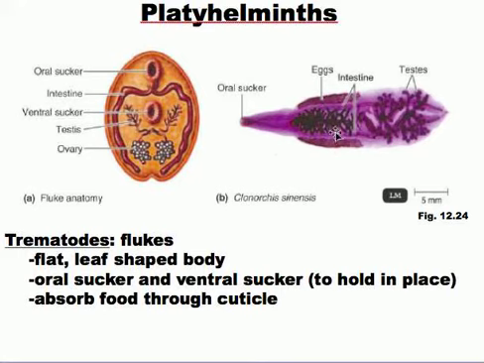So here's an example of a fluke. I'm going to point out the oral sucker here. Here's its intestine. Here it has eggs, and here it has testes. If it has eggs and testes, would we consider this monoecious or dioecious? This is something you should be able to answer. Since I can't see you answering, I'm going to tell you that it's monoecious, right?